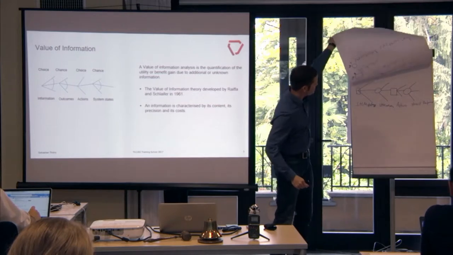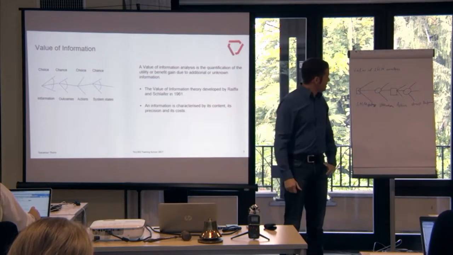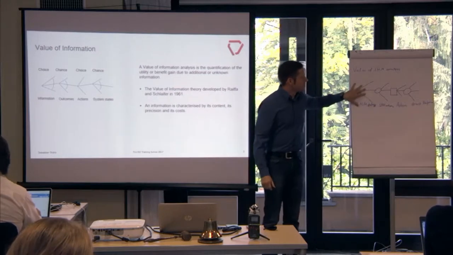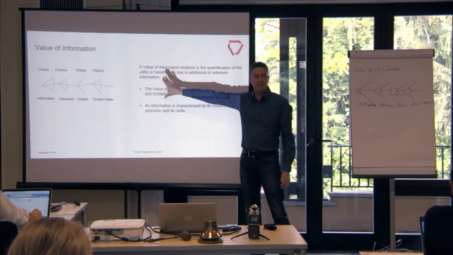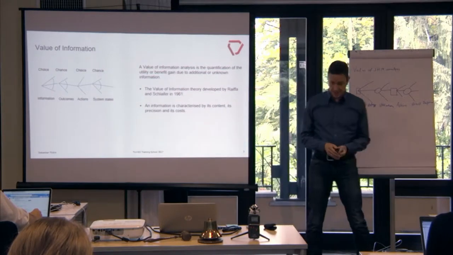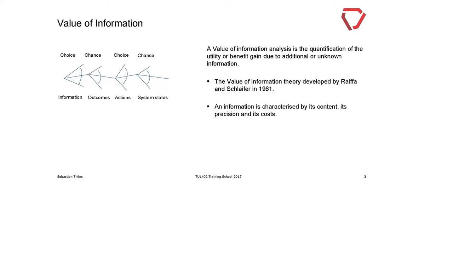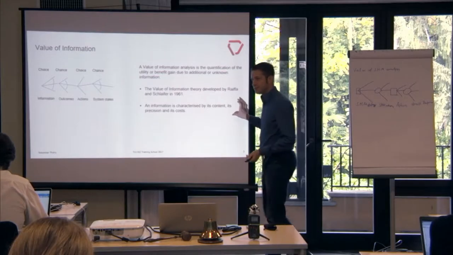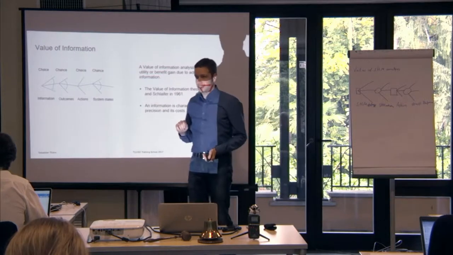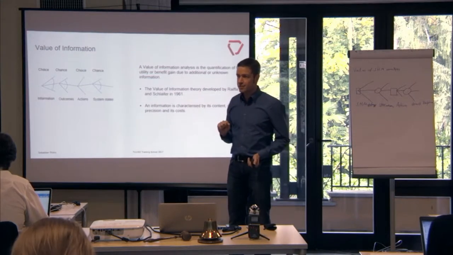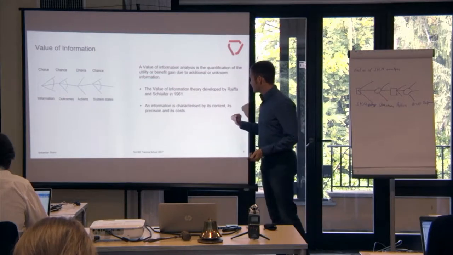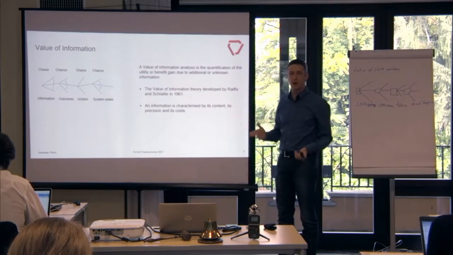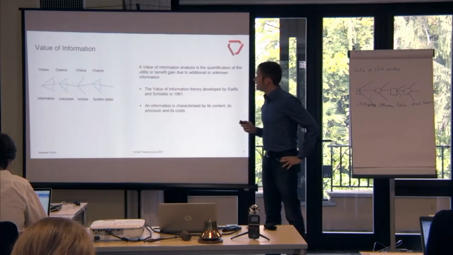Then I introduced this sketch, and this is basically what we find here and how the value of information analysis is described in Raiffa and Schlaifer. And I think this was a very important point yesterday. The information that we are dealing with, the SHM information, is characterized by its type. So what does it mean for the structural system performance? More specifically, its precision or accuracy or uncertainty, and its costs.